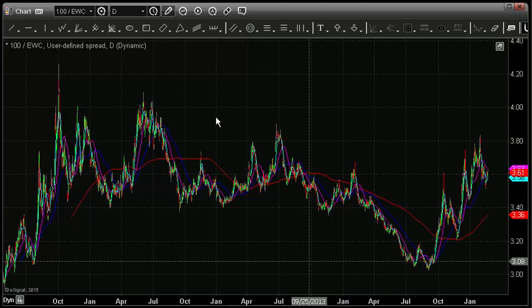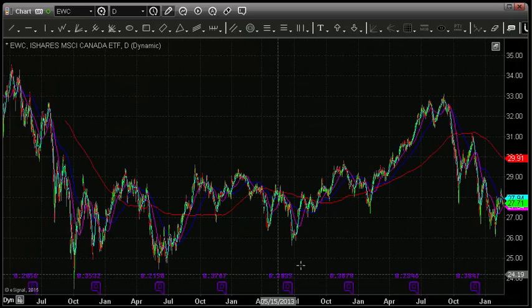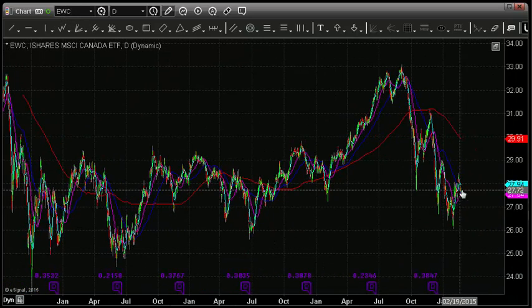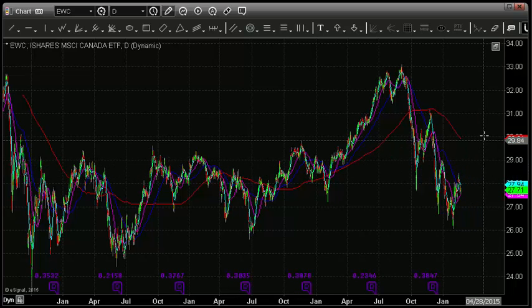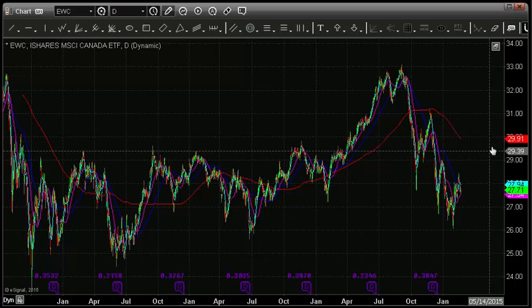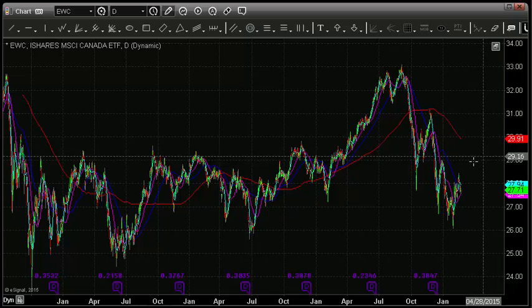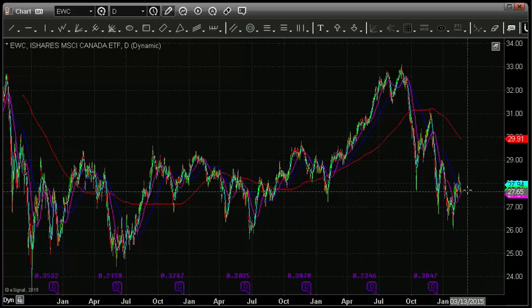So let me just flip back to the regular EWC. Overall, looks as though we've had the impulse wave. It looks like we could start to see this come up and go all the way up to the 29.50 area somewhere over here, and potentially all the way back up to the 31. So there's quite a bit of room for this index to continue to move higher.